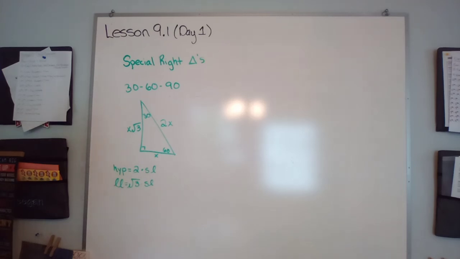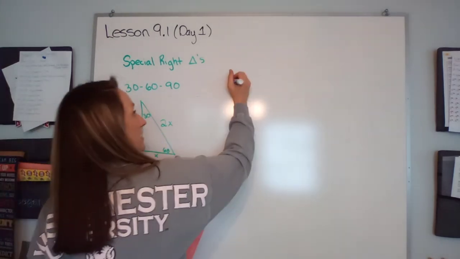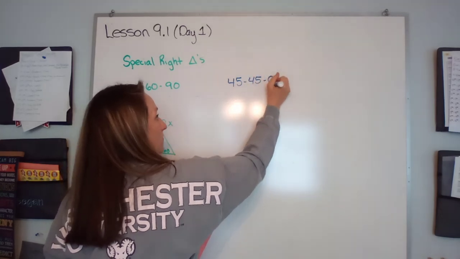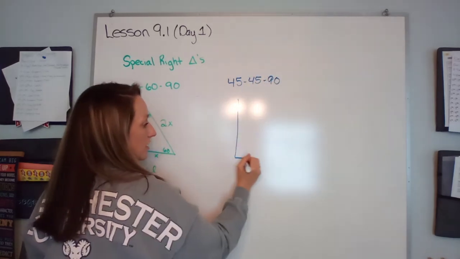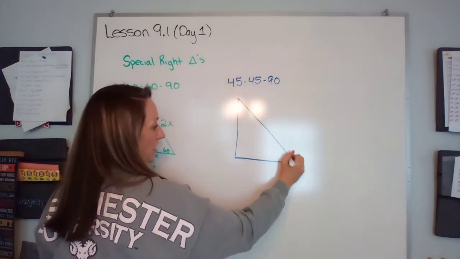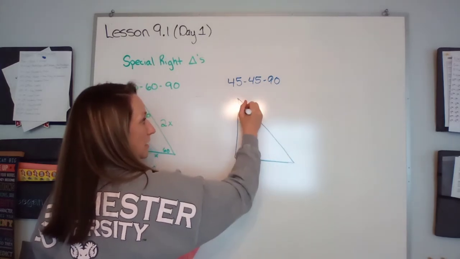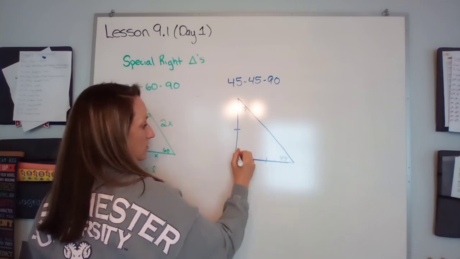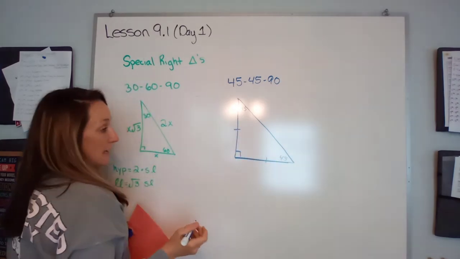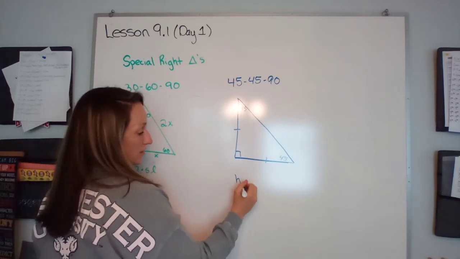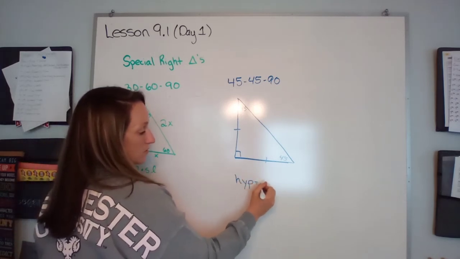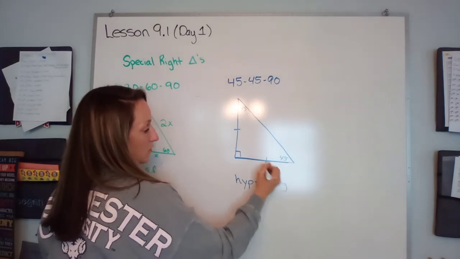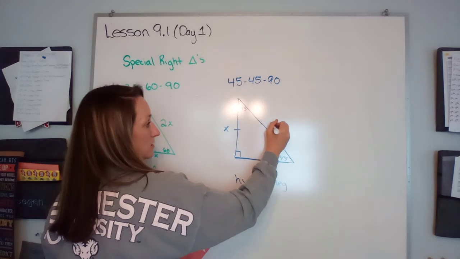The other special right triangle you have is a 45, 45, 90. A 45, 45, 90 is a right triangle that also is an isosceles triangle, because if both of these angles are 45, then that means the legs are congruent to each other. All right? In this triangle, there's just one relationship you need to know. Your hypotenuse is equal to root 2 times your leg. So your legs would both be labeled x, and your hypotenuse is x root 2.